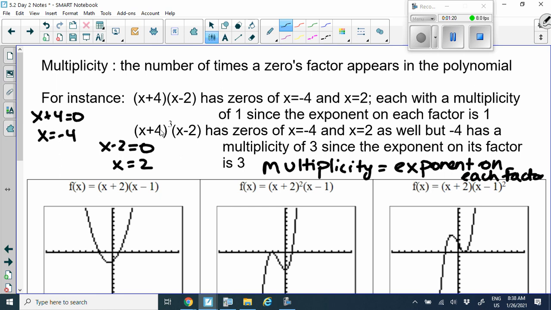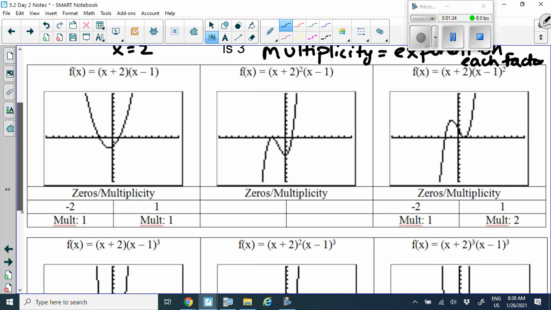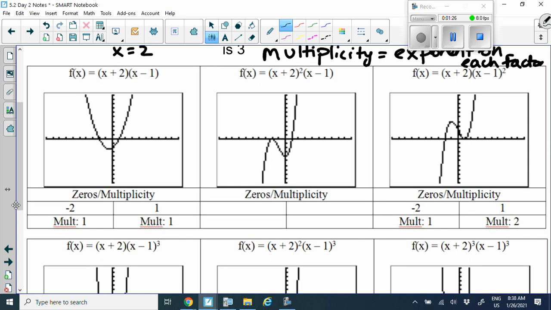Okay, so now let's go ahead. We're just going to practice some of that. So here are some problems that we can have. So like on the first one, we have x plus 2 times x minus 1. Notice our zeros. Remember, to get these zeros, you set each factor equal to 0 and solve. So we have the zeros of negative 2 and 1. Notice that for each of these factors, the exponent is 1. So the multiplicity is 1.